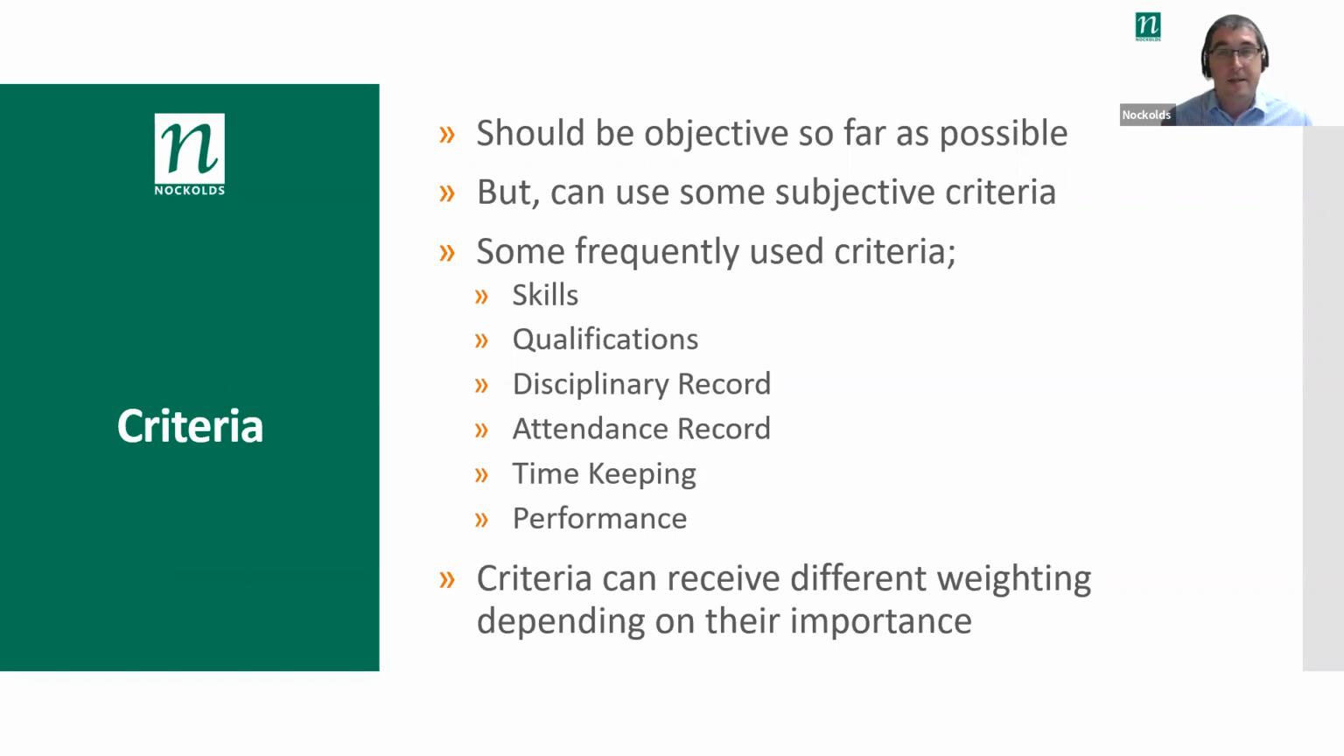Now, it's worth noting that the criteria can be weighted, so that, for example, skills and qualifications may get a double weighting, whereas disciplinary record may only get a single weighting. But you've got to be careful when doing weighting to make sure that one particular criteria isn't weighted to such a degree that all of the others become a complete irrelevance, because that risks making the redundancy a sham.